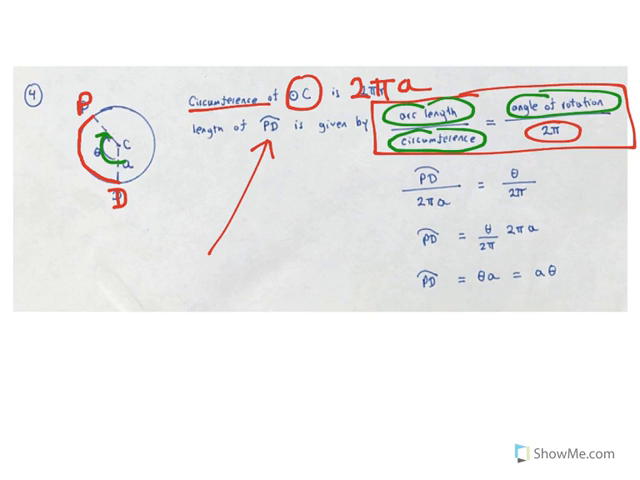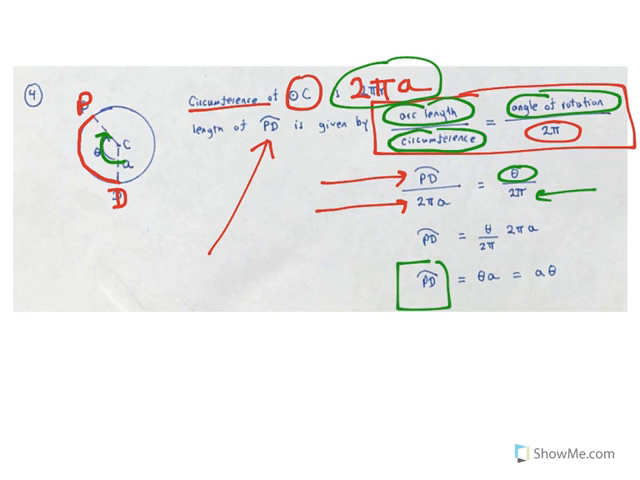So when you replace arc length with the length of arc PD, the circumference is given by 2 pi times the radius, 2 pi a. The angle of rotation that gives us the arc PD is theta, and the angle of rotation for the full circle is 2 pi. And you can solve this proportion for the length of arc PD by cross multiplying and simplifying by canceling the common factor of 2 pi.